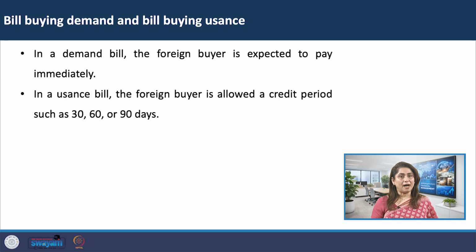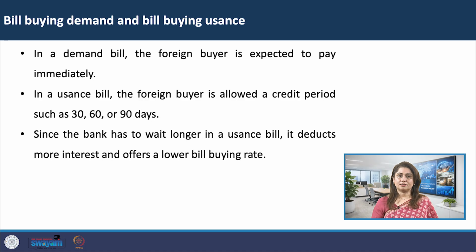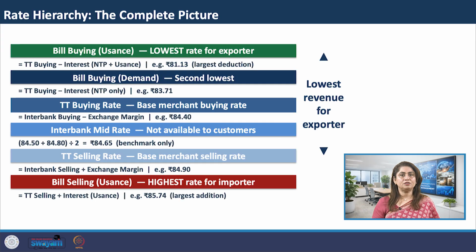A bill buying usance transaction relates to the usance bill or time bill, where payment is due after a credit period such as 30, 60 or 90 days. In this case, the bank has to wait not only for the transit time but also for the usance period. Therefore, the bill buying rate is lower because the bank deducts interest for both transit period and usance period. Let me now give you the complete rate hierarchy from the lowest to the highest rate possible.